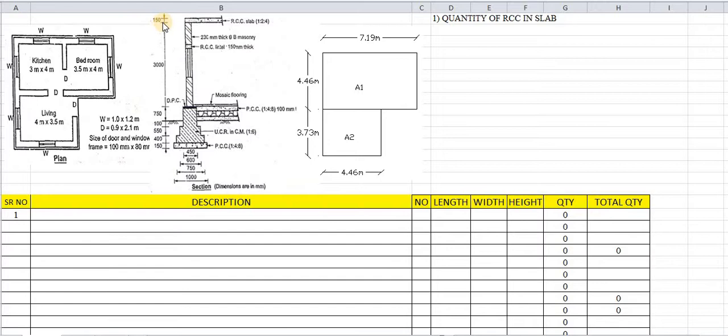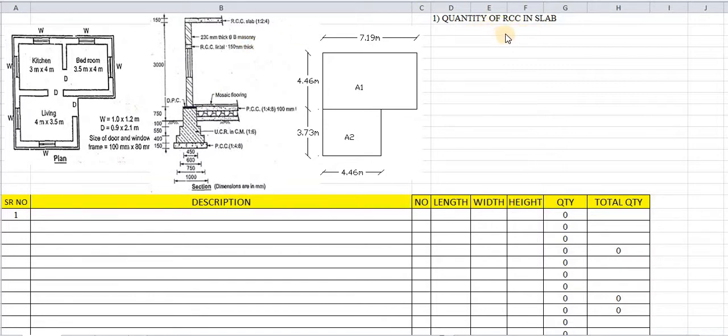This is denoted as a 150 mm thick RCC slab, having a ratio of 1:2:4, cement, sand and aggregates. So the RCC slab quantity is to be calculated, which has a thickness of 150 mm. We have to find out the quantity of RCC in the case of this plan. In this plan various rooms are given: kitchen, bedroom and living room, and a section has also been given. We have to find out the quantity of RCC in slab in meter cube.